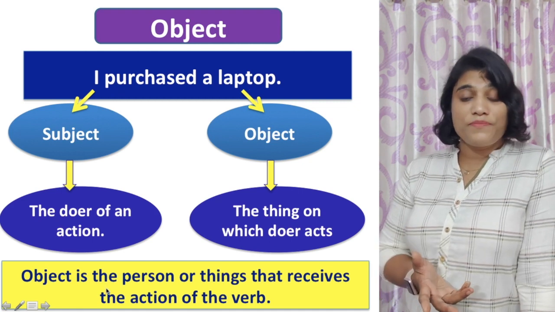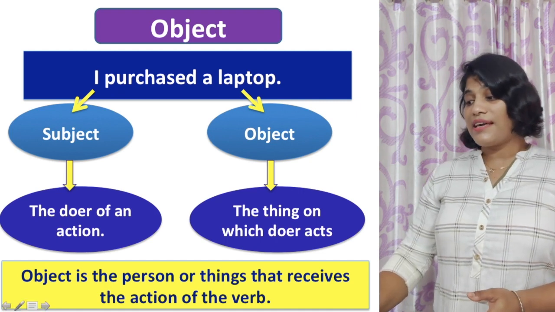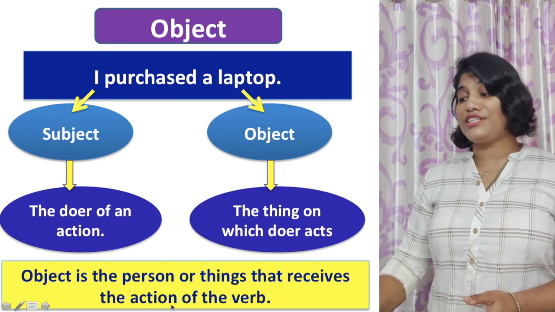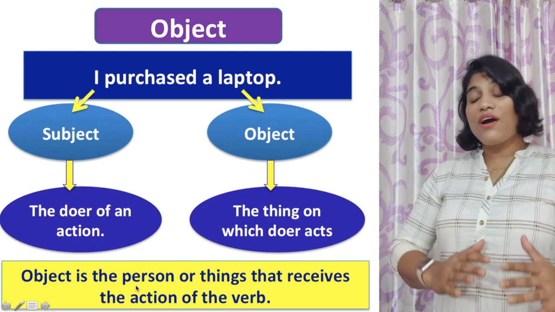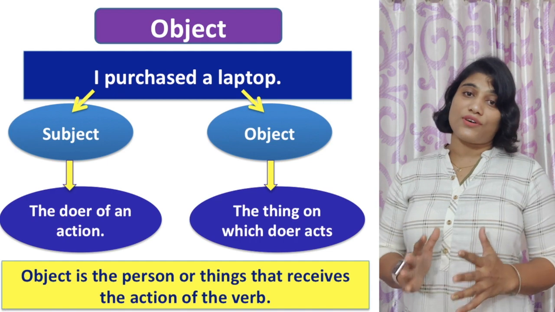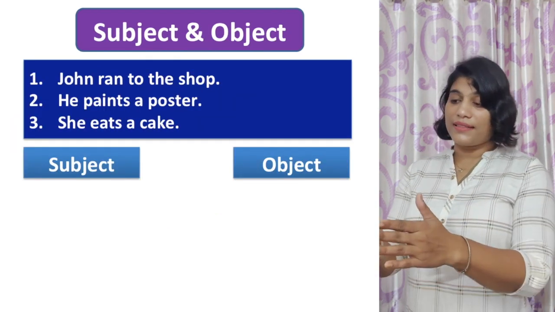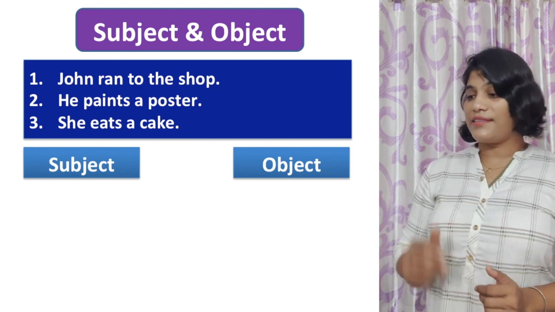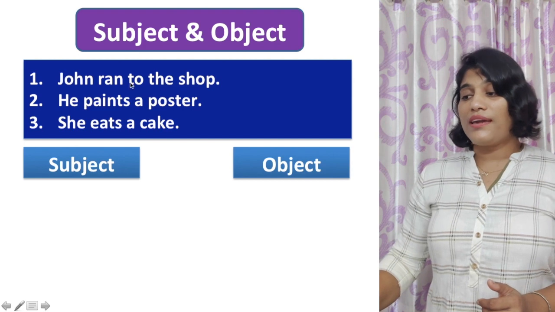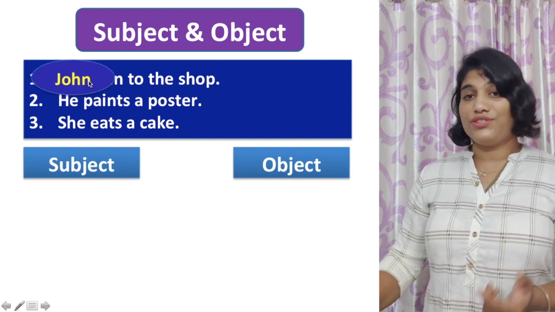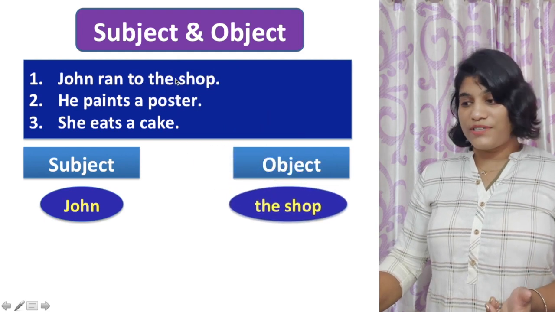So, what is the object? Object is the person or thing that receives the action of the verb. Okay, so the thing on which the doer acts is called object. Here are the examples. Let's see. John ran to the shop. Here, who is the subject? John is the subject and the shop is the object.